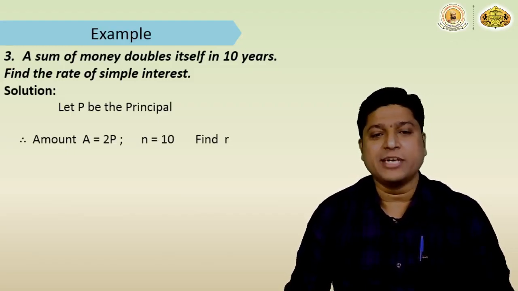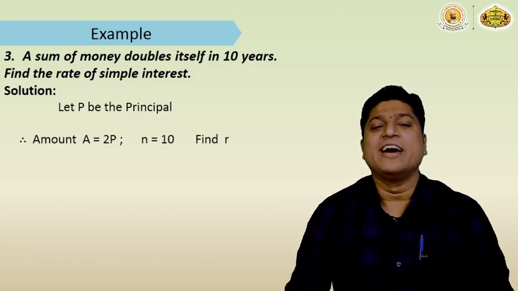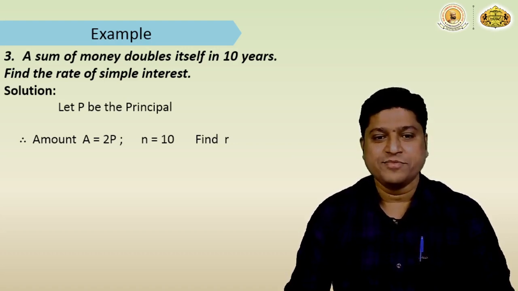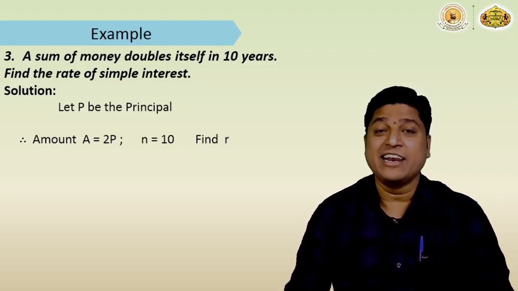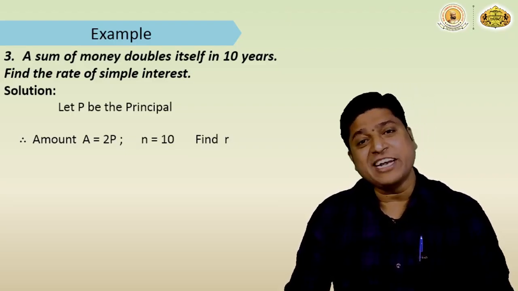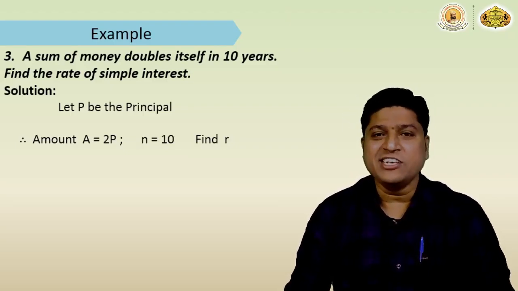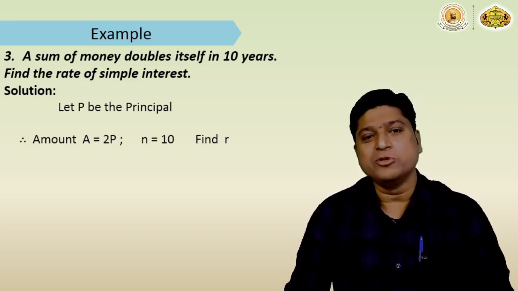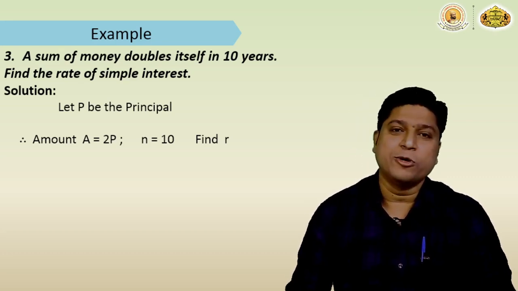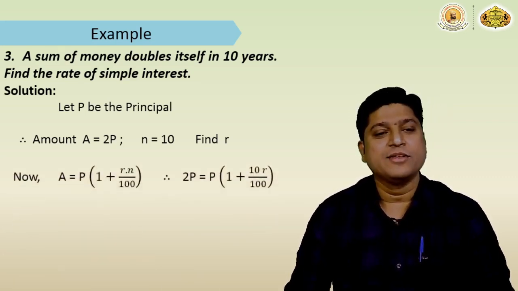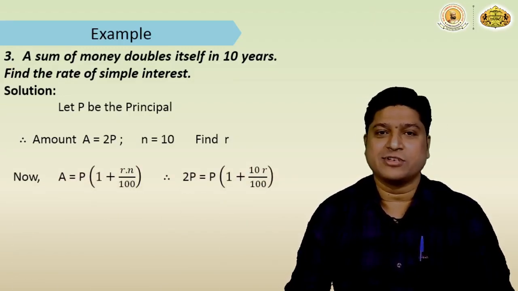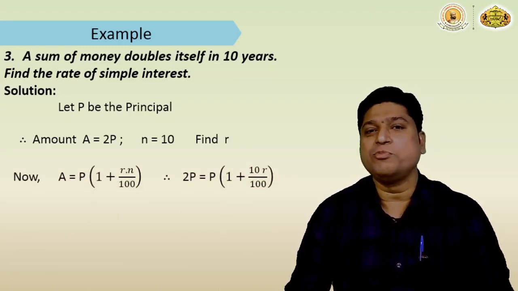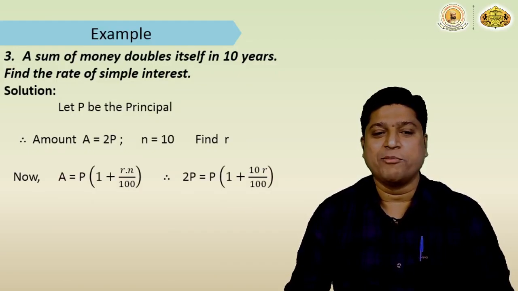N is equal to 10 and we have to find the rate of interest. For this purpose, again, as in the last example, we have used our second formula, that is A is equal to P into bracket 1 plus Rn upon 100. We have to use the same formula in order to solve this example. The formula is on your screen. A is equal to P into bracket 1 plus Rn upon 100.